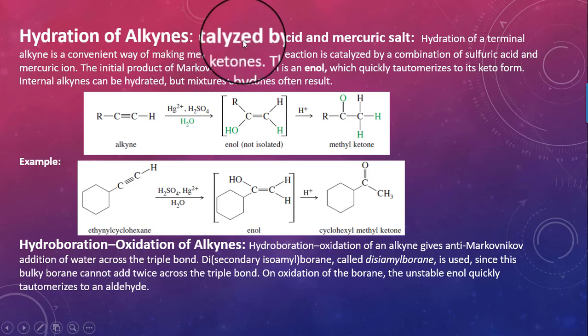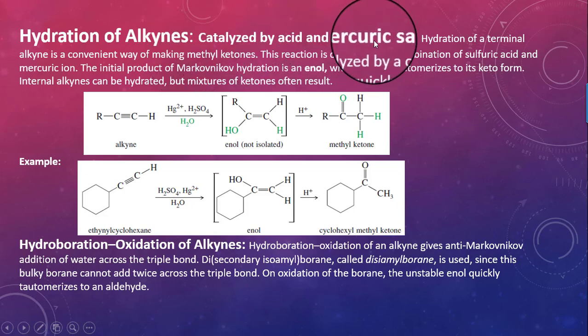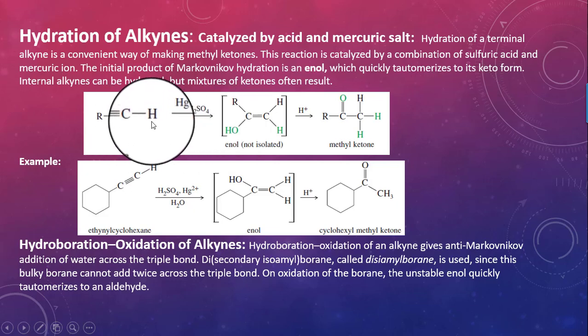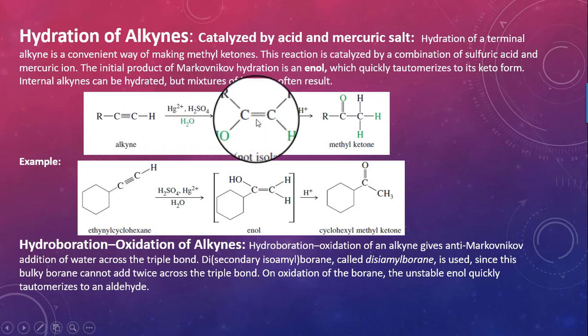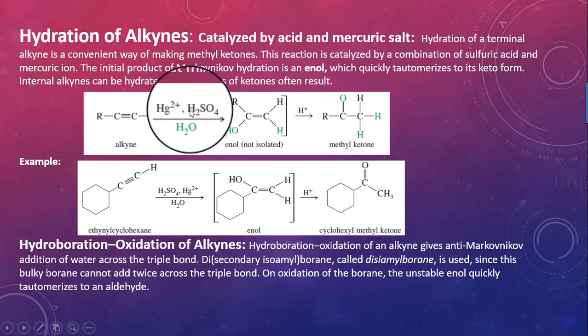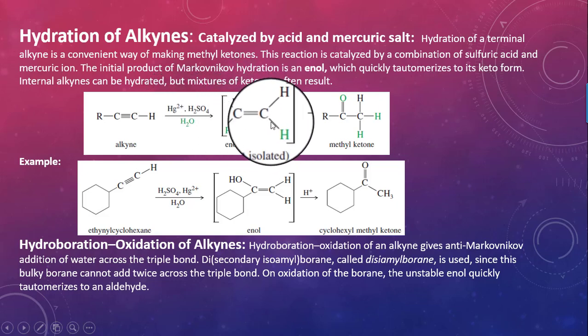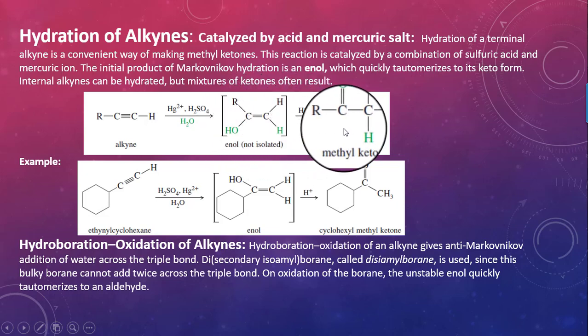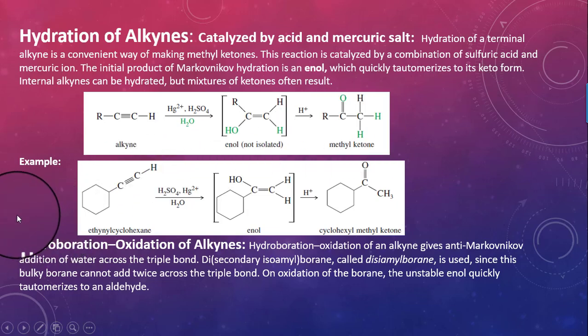Hydration of alkynes catalyzed by acid and mercuric salt. Hydration of terminal alkynes is a convenient way of making methyl ketones. This reaction is catalyzed by a combination of sulfuric acid and mercuric ion, and the product is the Markovnikov product. This initially formed product, that is an enol, will readily tautomerize with shifting of a proton and leads to the formation of a ketone.